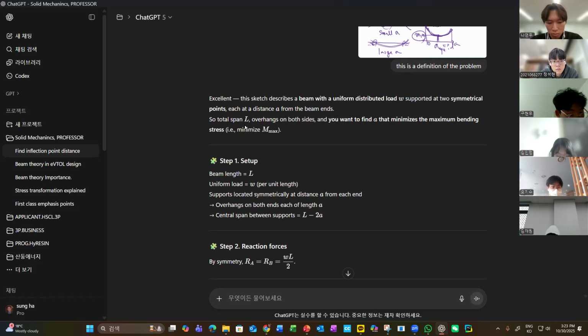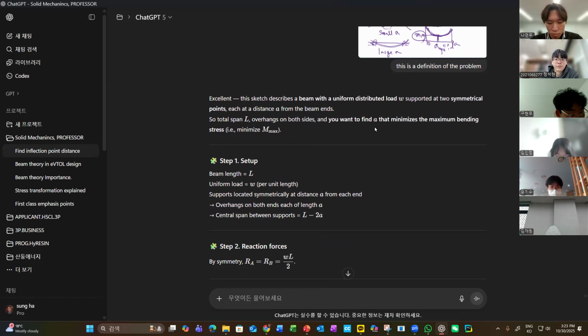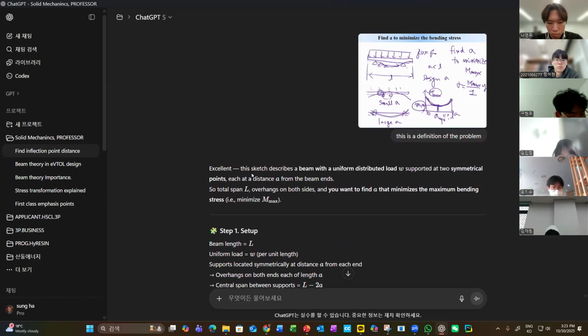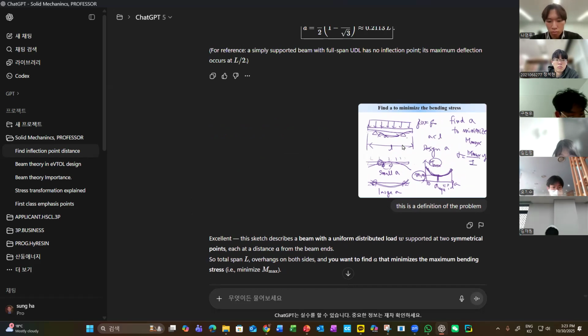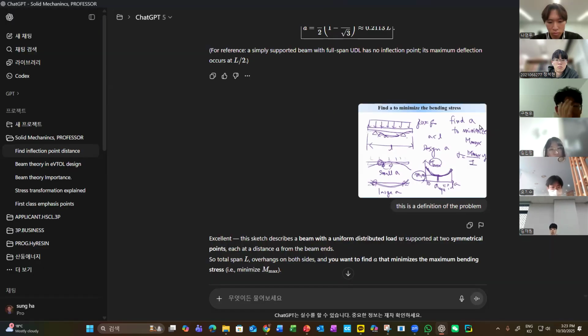So total span L overhangs on both sides. Overhang, okay? This is just a hanging. And you want to find the A that minimizes the maximum bending stress. Okay, very good. ChatGPT understands exactly what we would like to solve. Am I right? So I know you can just sketch like this. My handwriting is not so good, but very fortunately, it would immediately understand that.